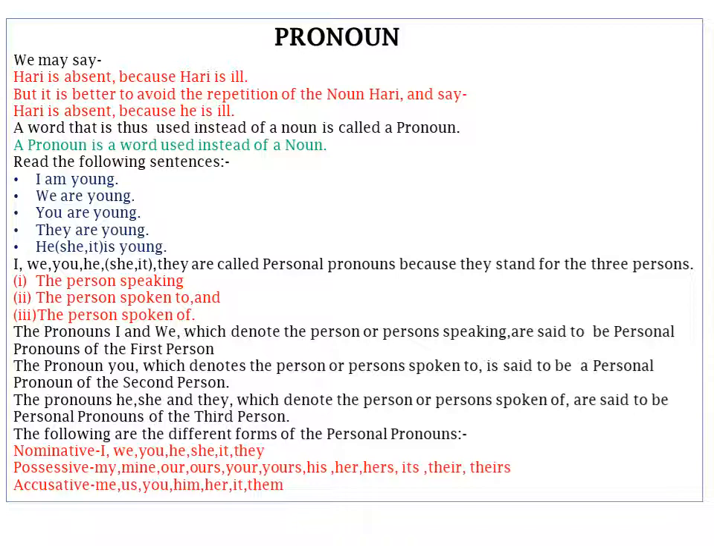Next one is accusative. Accusative: me, us, you, him, her, it, them. Why? Because it is used in the place of object. So a pronoun that is used in the place of subject is called nominative. In the place of possessive, it is called possessive pronouns. In the place of object, it is called accusative.